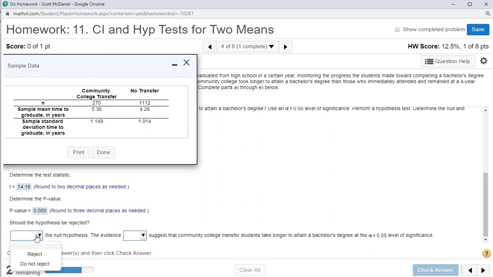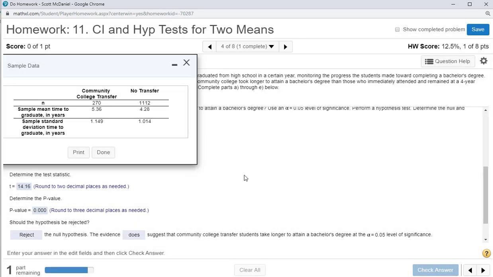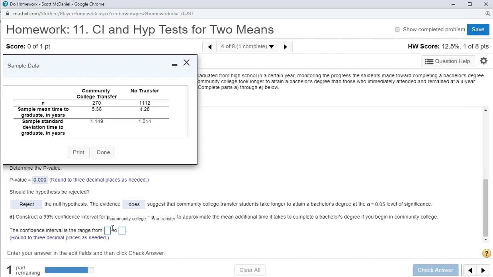So we should definitely reject the null hypothesis. Super low p-value. It's highly unlikely we would see a difference this great if, in fact, there were no difference. The evidence does suggest community college transfer students take longer to attain a bachelor's degree at the 0.05 level. So a natural question: it takes them longer, well, how much longer? So let's run a confidence interval.